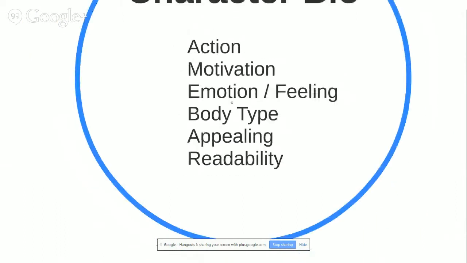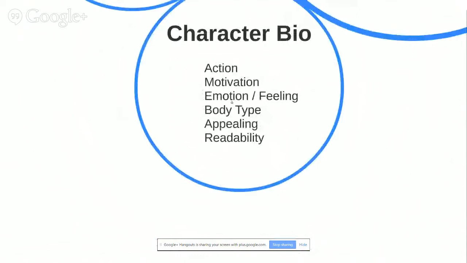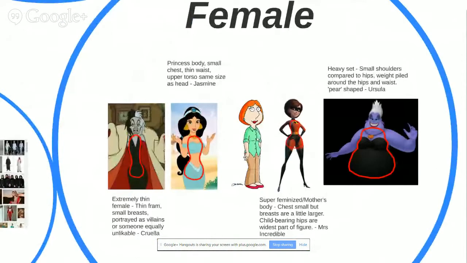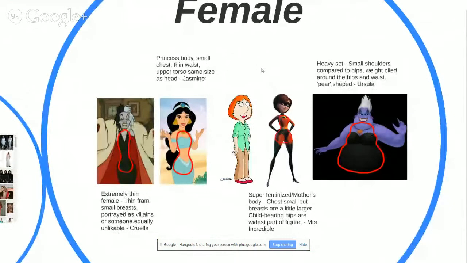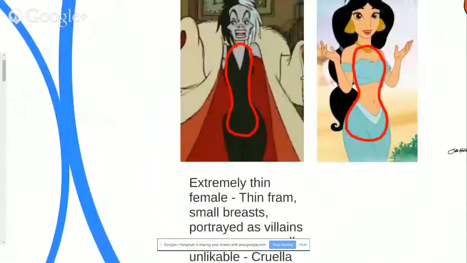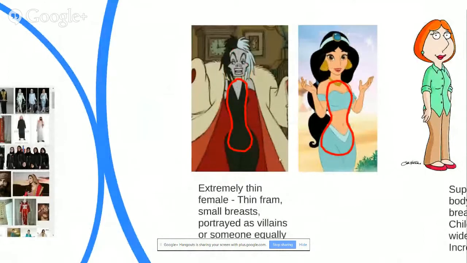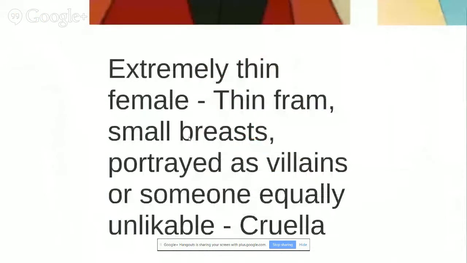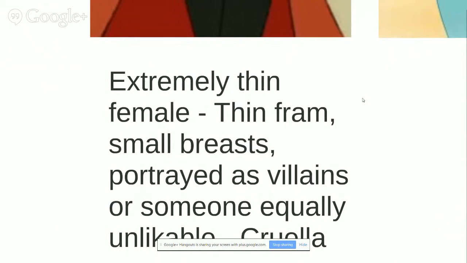Okay. So with that, let's have a quick look at some different body types and the reasons why you would have certain body types in a certain way. So starting from the extremely thin in the characters such as Cruella de Vil. This has got a really thin frame, and we would tend to see smaller breasts that tend to be portrayed as villains. Apologies for the incorrect spelling. Tend to be portrayed as villains or somebody who's like pretty unlikable characters.